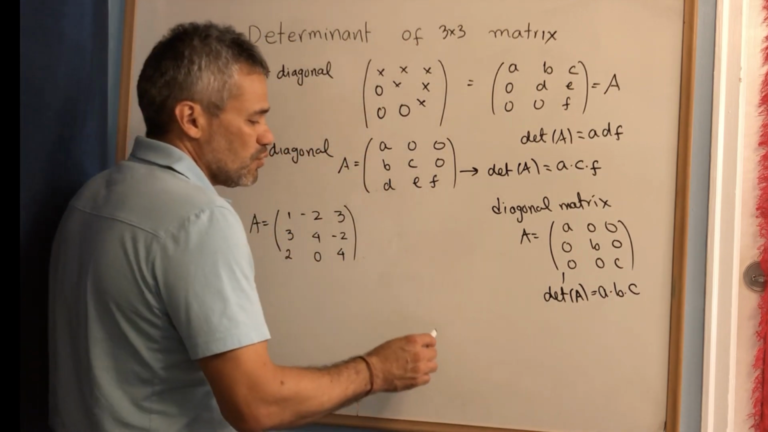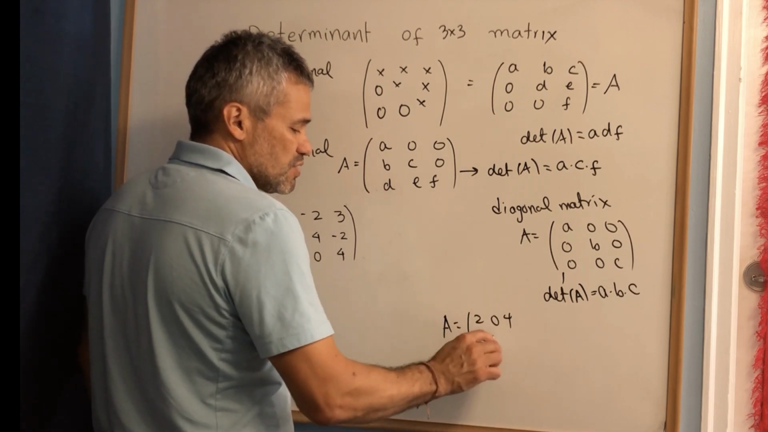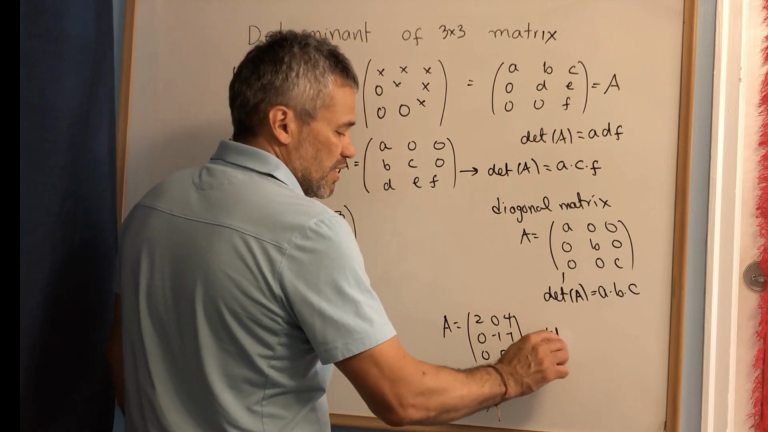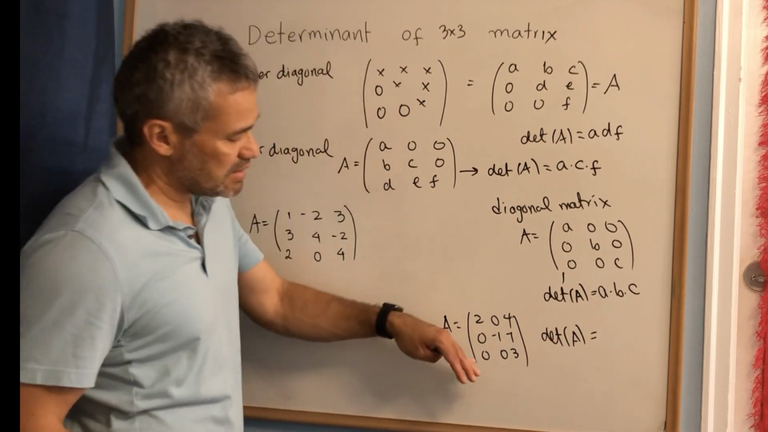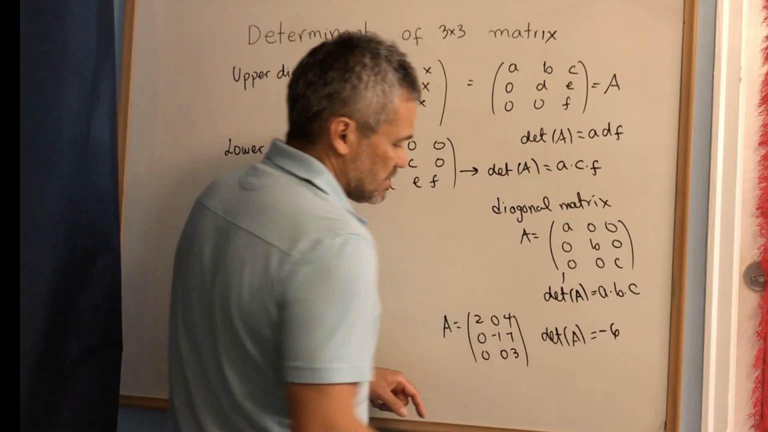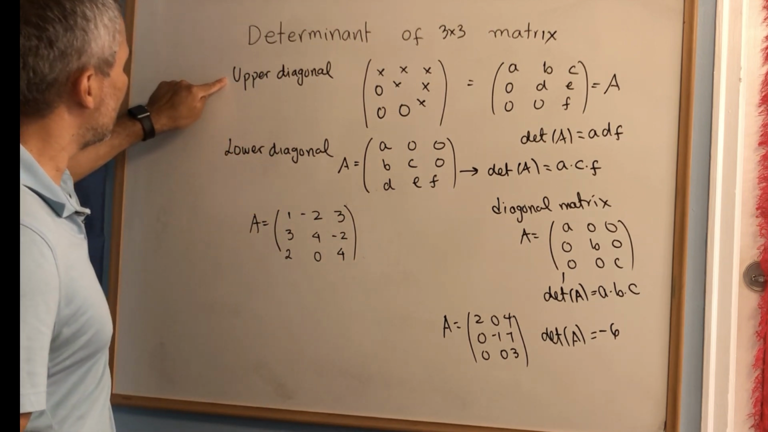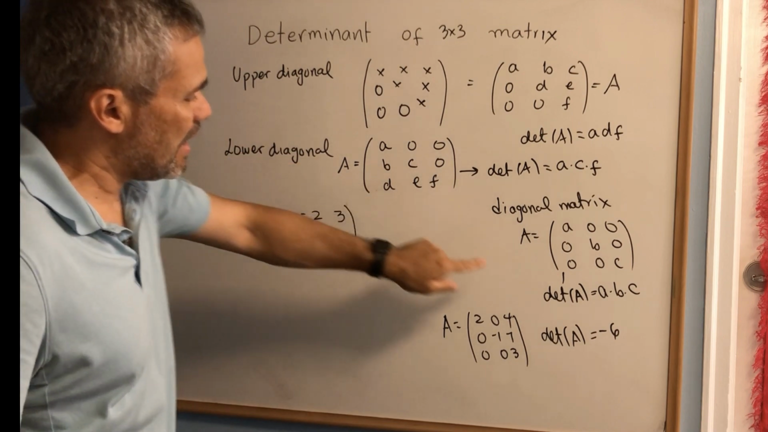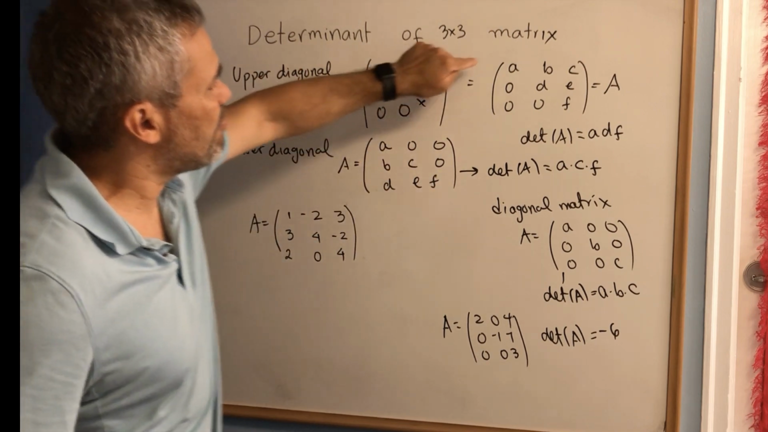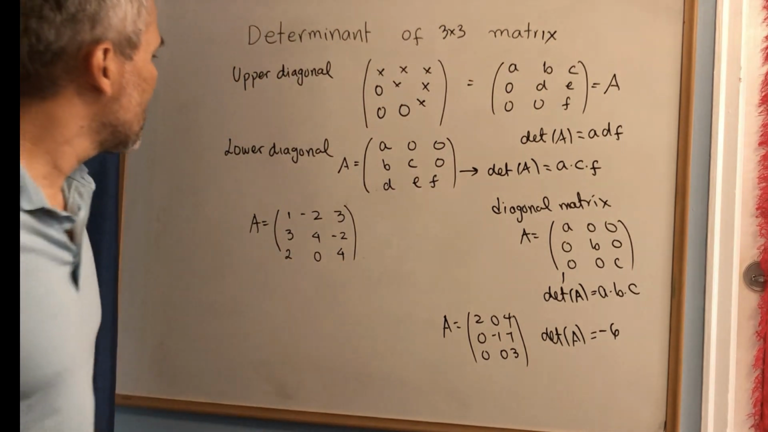Then let me do some examples. If you have A equal to the matrix with rows, negative 2, 4, 0, negative 1, 7, 0, 0, 3, then the determinant of this matrix, since this is upper diagonal, is just going to be negative 2 times 3, negative 6, and so on. These are upper diagonal matrices, lower diagonal matrices, and diagonal matrices. The determinant of these matrices is just the product of the elements in the main diagonal. We're going to be using this.